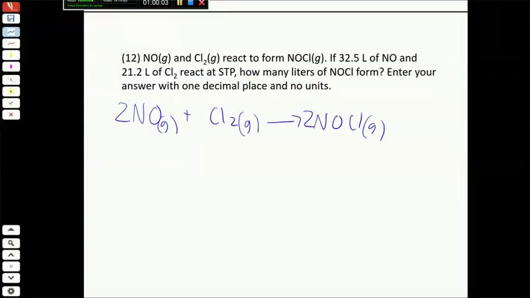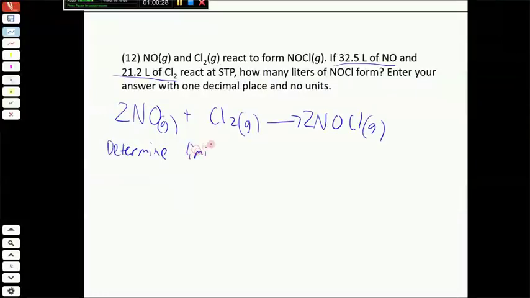That's the simplest way to balance this. And then what we have to do is we're told amounts of each reactant. We have 32.5 liters of NO, 21.2 liters of Cl2. And thinking back to things we learned earlier in the course, anytime we know the amount of two or more reactants, we have to figure out which one the limiting reactant is before we can figure out how much product forms. So we have to determine the limiting reactant.